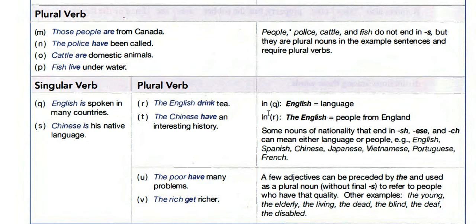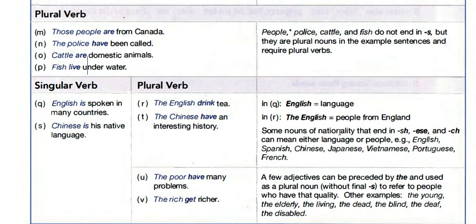And the second one, the English, means English people. The English people drink tea. Chinese is his native language. So Chinese means the Chinese language, his native language or mother tongue. So the Chinese have an interesting history, meaning the Chinese people have an enjoyable or eventful history.